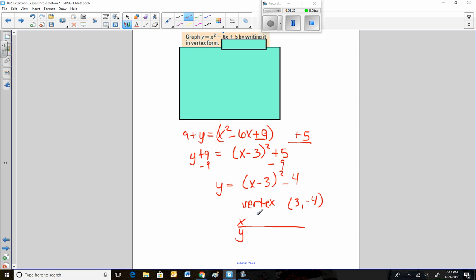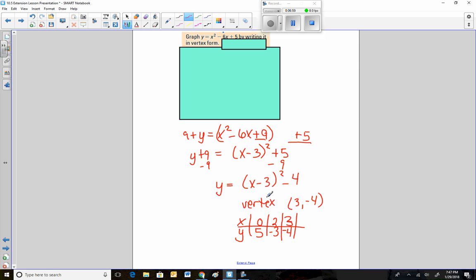We could do a table. And we could put negative 4, or I'm sorry, 3 is the x value. And we get negative 4 out. And I would take numbers to the left of it, so 2. And I could put in 0, just for fun. So, if I put 2 into this problem, 2 minus 3 is negative 1. Negative 1 squared is 1. 1 minus 4 is negative 3. Put a 0 in here, 0 minus 3. Negative 3 times negative 3 is 9. 9 minus 4 is 5.